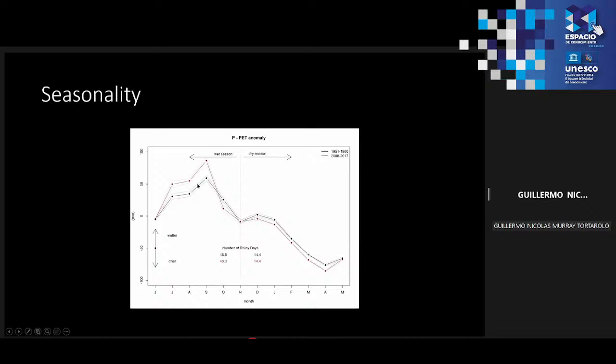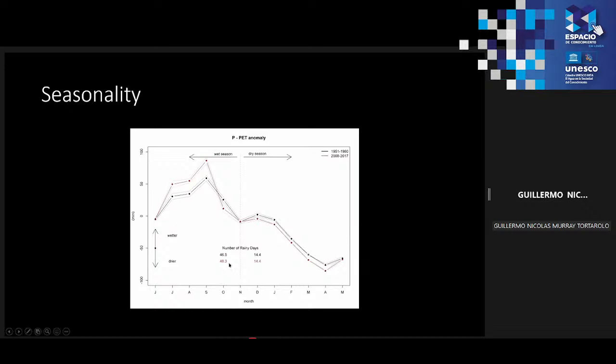So what we have here is just the month of the year, and then we have two lines. The black line is the 1950s, and then we have the brown line, which is the last decade of the analysis. And we have then the wet season and the dry season, and we have precipitation minus potential transpiration. This is just a metric of total available water across the country. And what we're seeing is an increase in available water during the wet season and a decrease during the dry season. So we're getting wetter wet seasons and drier dry seasons on average across the country.